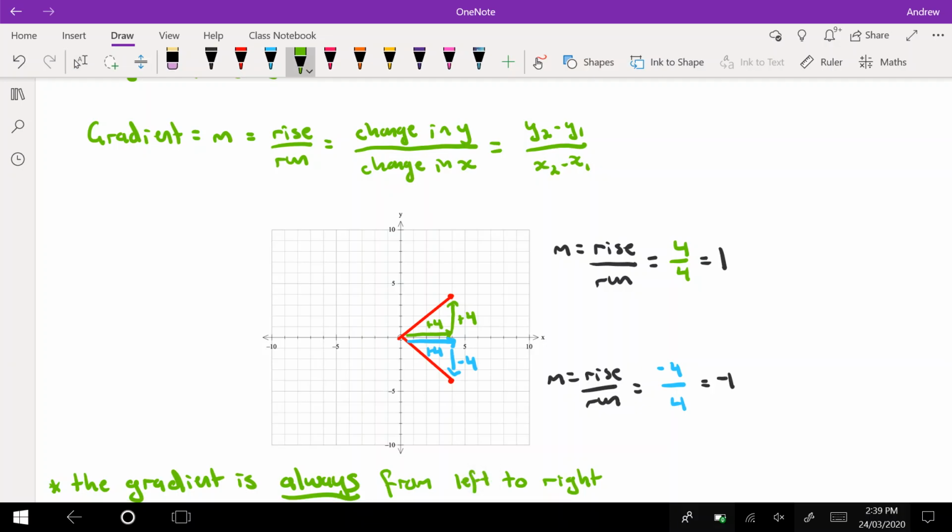So that's what I'm going to talk about. Since we always read gradient from left to right, the most left point should be your point 1, and the most right point should be your point 2. So for example, I've got this point here, and I've got that point there. This should be 1, and that should be 2. But it says you start with 2. Yeah, because you start with the y coordinate at the second point, and then you take away the y coordinate of that first point. So you start with the one that's furthest to the right. Yes, because you start with the one that you've labelled 2.